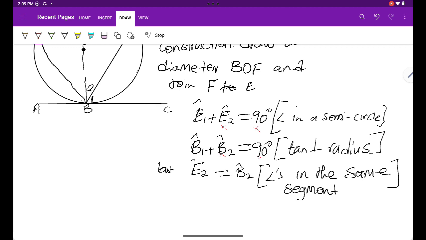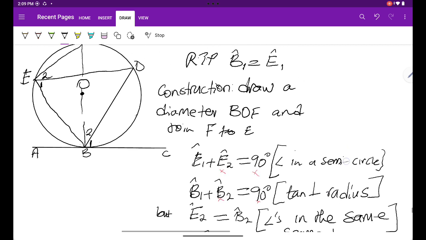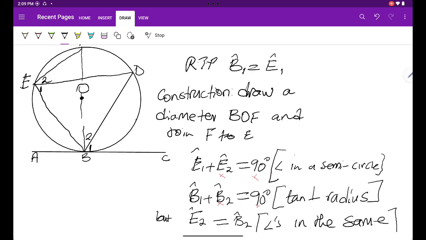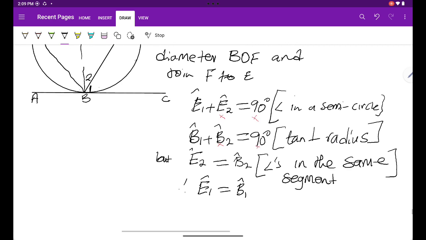So we can therefore conclude, from these two statements and the fact that E2 equals B2, therefore E1 equals B1. Angle E1 equals angle B1. Right, that was our required to prove. Remember, we wanted to prove that B1 equals E1, and we have proved it.